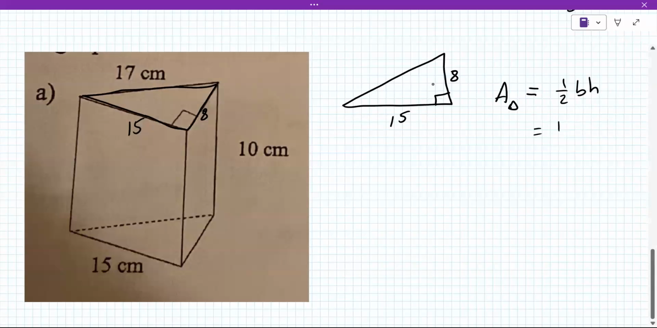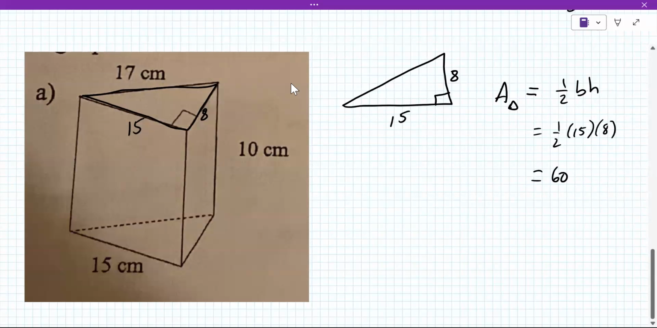So you have to multiply 15 times 8. Very good. Okay, keep going. Can you do that calculation for me? That's 120. And then divide by 2. That's 60. Good.